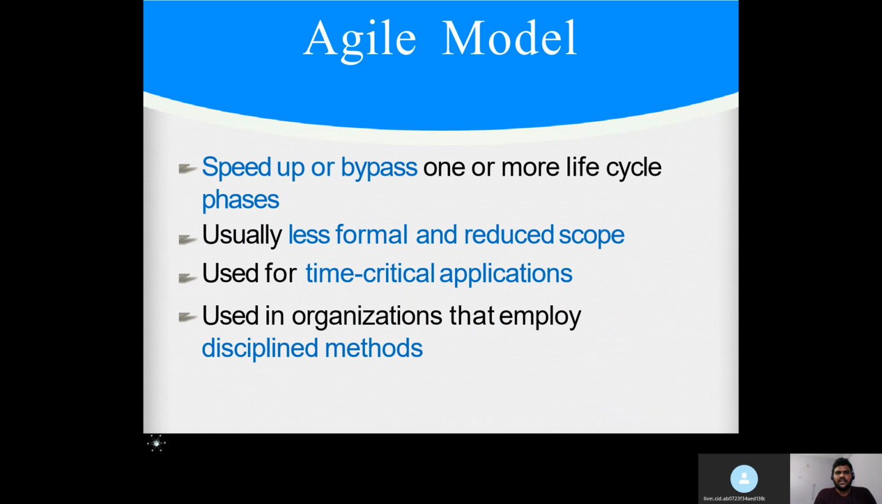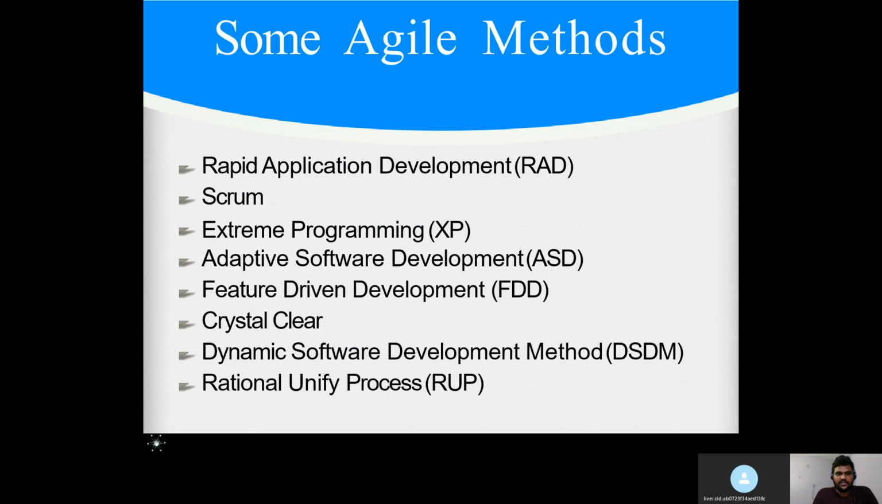So in an agile project, it speeds up or bypasses one or more life cycle phases. Usually it is less formal and has reduced scope when the user does not have any details about the requirements, so what he is expecting. When it is a critical project, a time-critical application, we should do it step by step. We should make the work into sprints. It is used in organized, disciplined methods.